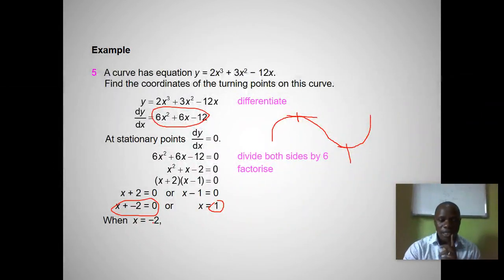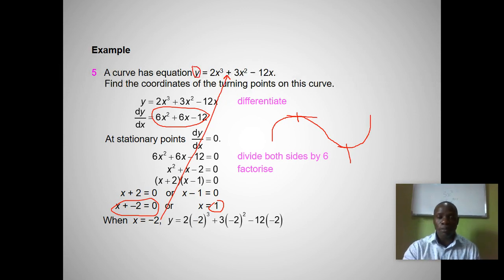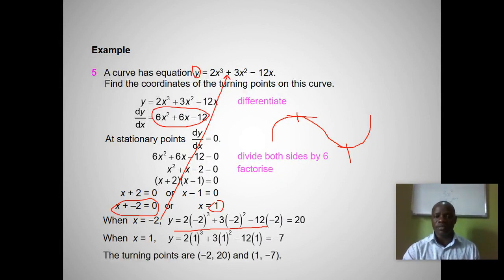Now, when x is equal to -2, what is y? Because we want the coordinates, isn't it? So we have to place this -2 into the original equation so that we can know y. So we place it in there. Can you see what is happening down here? So we've placed it, and then we know y is 20. When x is 1, y is -7. So now we have the two coordinates. This is one set, and this is the other set of coordinates. So now we know the coordinates of the two turning points.